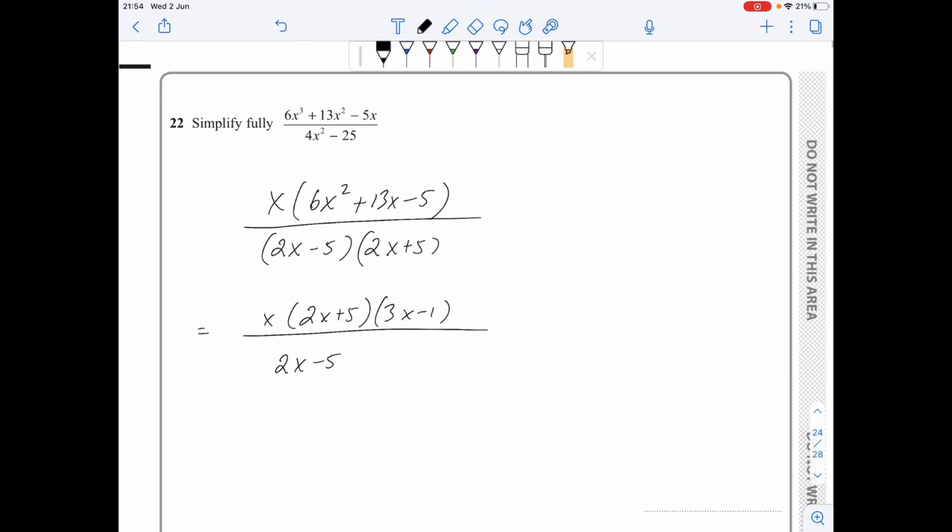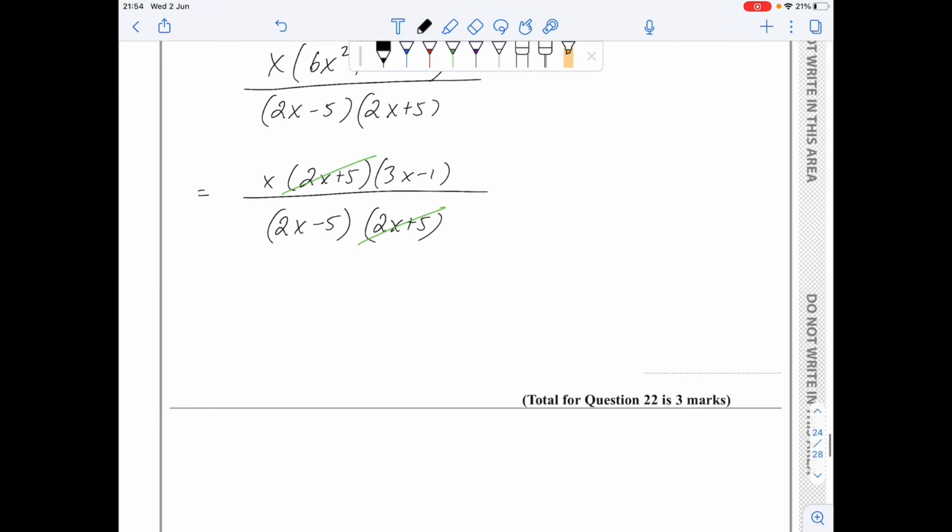Let me rewrite the denominator. Now I can cancel out. The 2x plus 5 cancels out. So I am left with x(3x minus 1) over 2x minus 5. Now you can expand the numerator if you want, or you can just leave it like this.